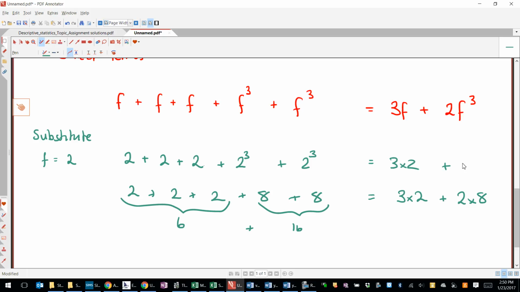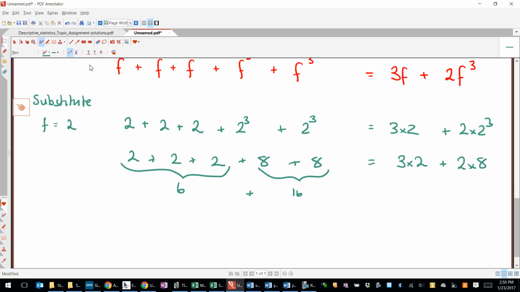2 times 2 cubed. Now, would you be able to explain to me why it can't be 5f to the power 4, for instance? Because that's what some of you would have written before. 5f. Well, first of all, could you explain why someone would write that? What's going on in their head?